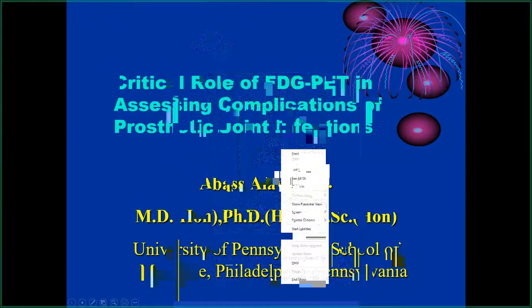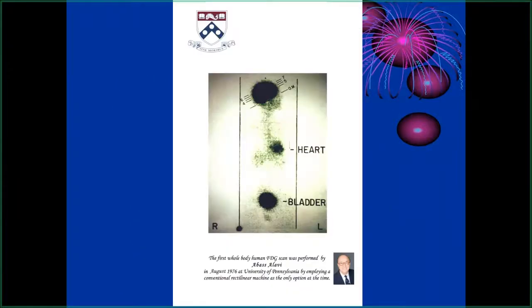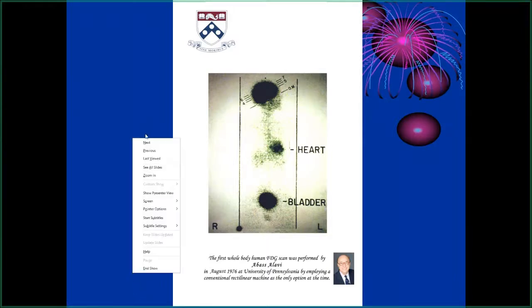For the introduction, we were the first in the world to perform FDG-PET imaging in mankind. This goes back to August 1976, which has been a major addition to our field in nuclear medicine, but in medical imaging. Initially, we did not have the capabilities that we have today, and this whole body image was done with a very primitive instrument that was available to us at the time.